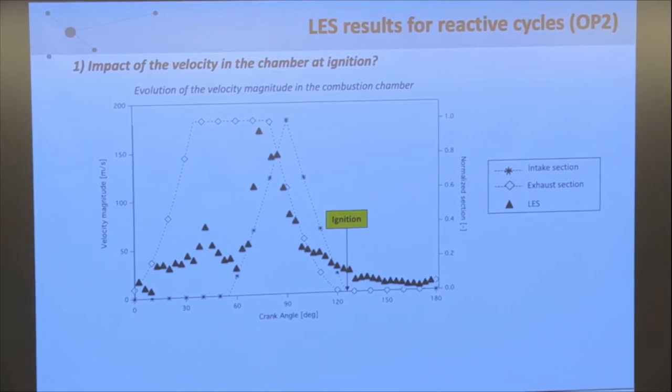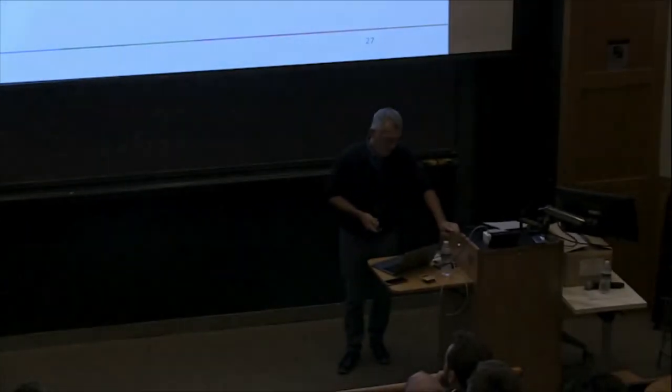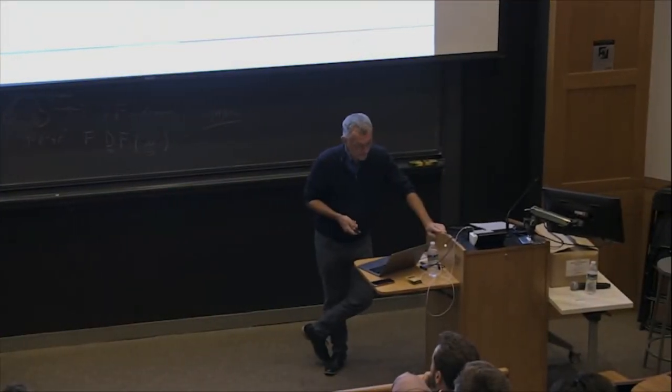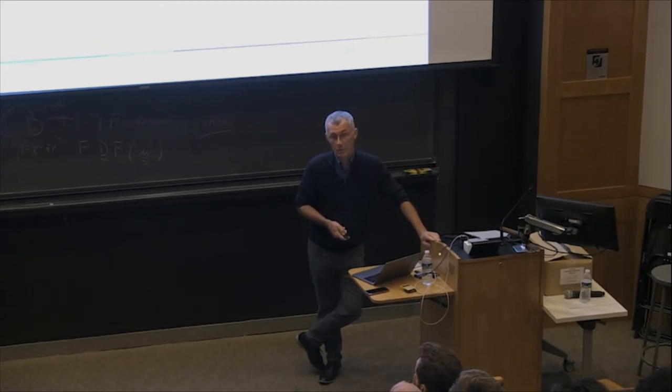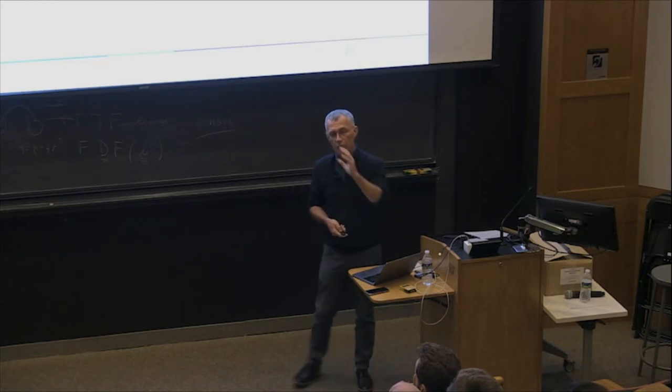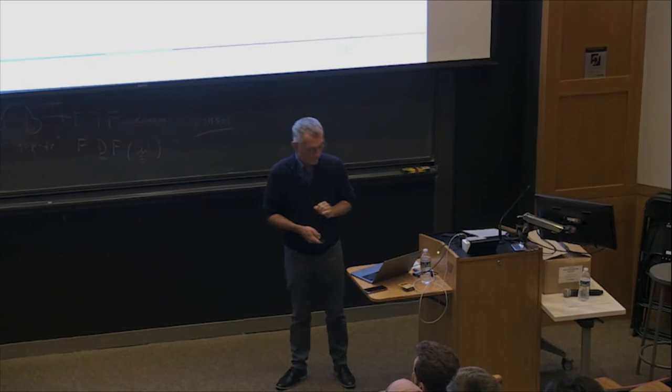So here we look at the velocity in the combustion chamber, and you see that every cycle, again, is different. And when you look at a lot of cycles, you see a dispersion of the velocity, which tells you that all these cycles look the same, but if you look at the velocity field, it's not the same.